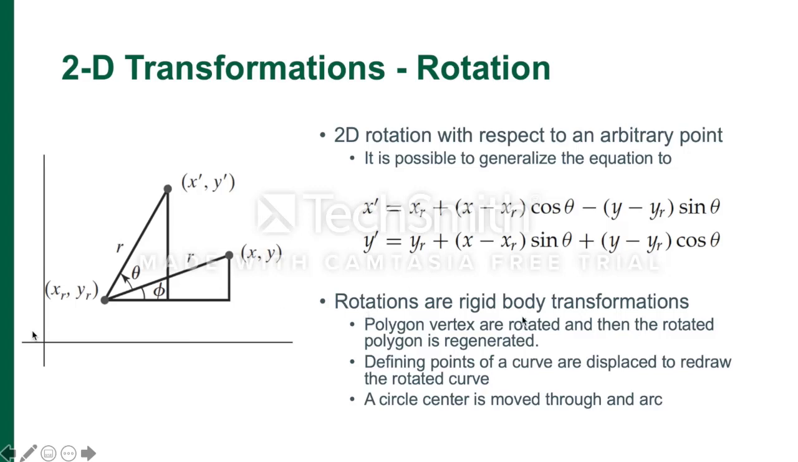The rotations are rigid body transformations. Again, in this case, if we are going to rotate a polygon, every vertex is going to be rotated, and then the polygon is regenerated. In the case of a curve, we're going to rotate the defining points and redraw the curve. And in the case of a circle, the center is moved through an arc, and then we are going to redraw the circle.